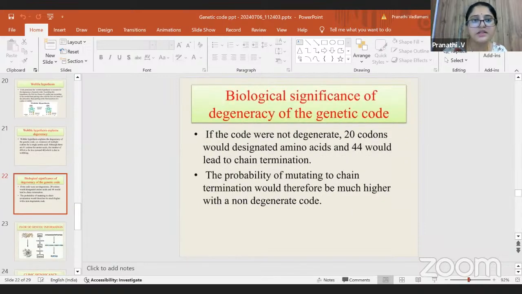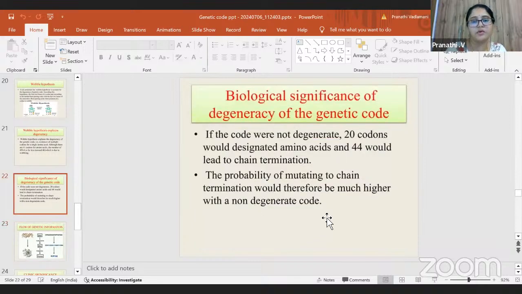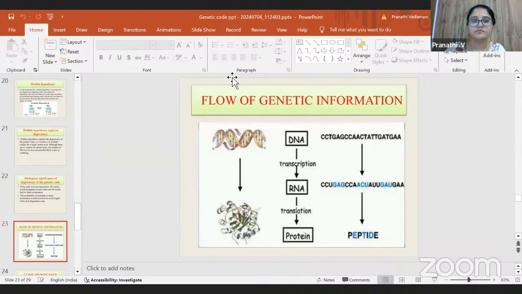So what is the biological significance of it? According to this, you have around 20 amino acids specified by 61 codons, and the last three codons cause the protein chain to get terminated. So because of this, you get chain termination.